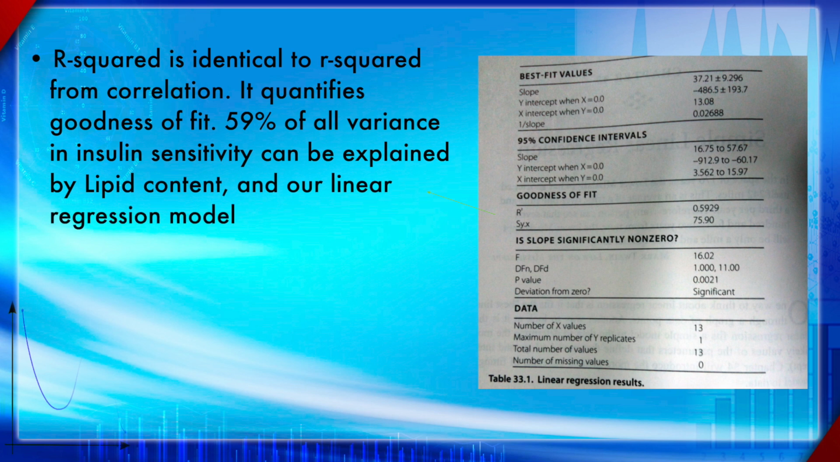R squared is identical to the R squared from the correlation. Both are exactly the same value. R squared here is 59%. So what does that mean? 59% of all the variance in insulin sensitivity can be explained by the lipid content and the linear regression model, that is our equation. So by the equation we can explain 59% of the variability of the insulin sensitivity by this model.